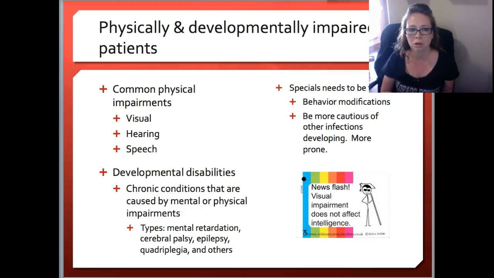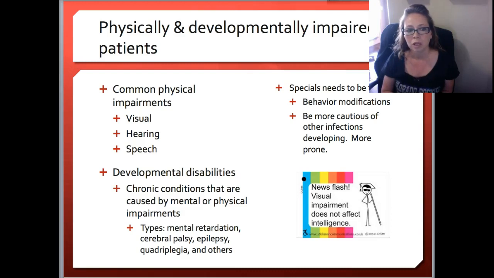Also, Health Center 21 is going to go over your physically and developmentally impaired patients. The common physical impairments you're going to see are visual, of course, glasses, their sight deteriorating; hearing, they're not going to hear as well; and speech. Just because someone might not be able to see doesn't mean they can't hear.